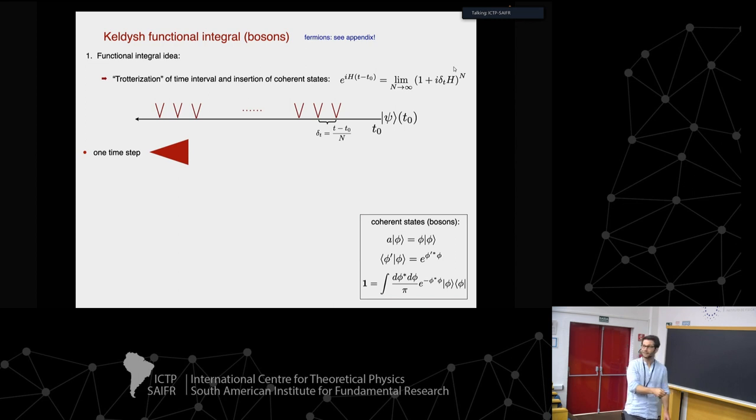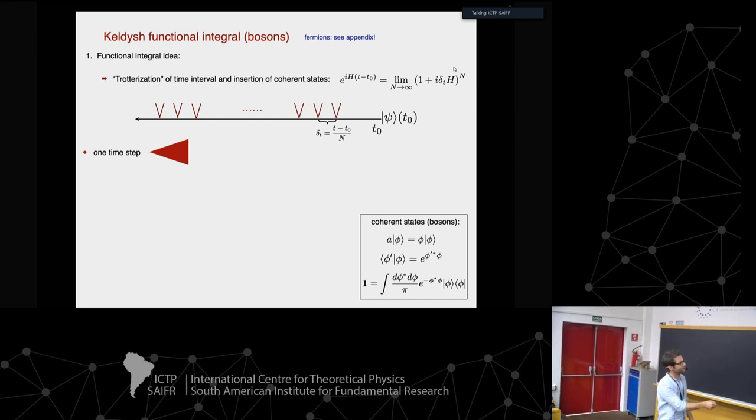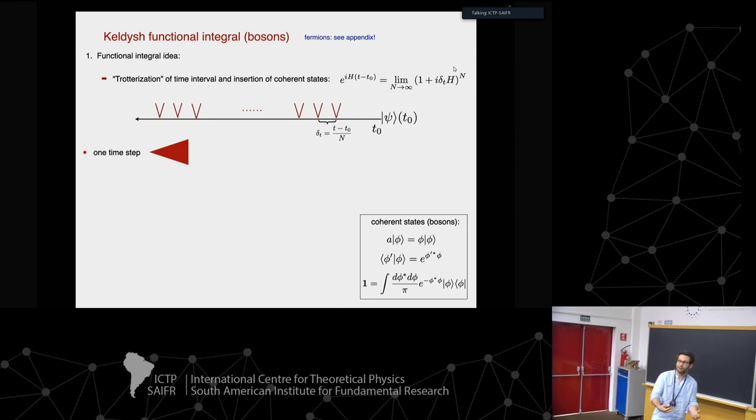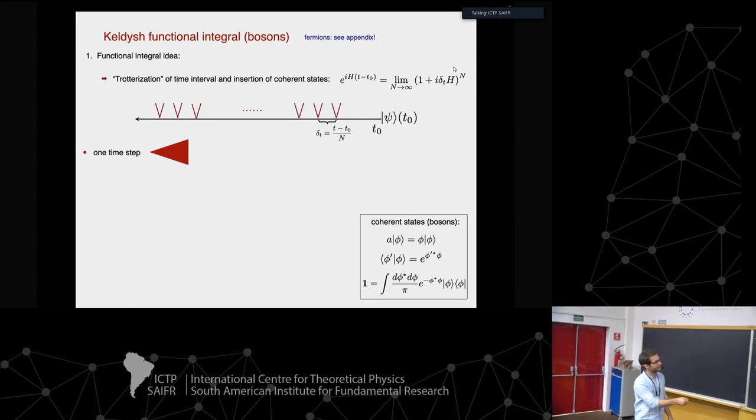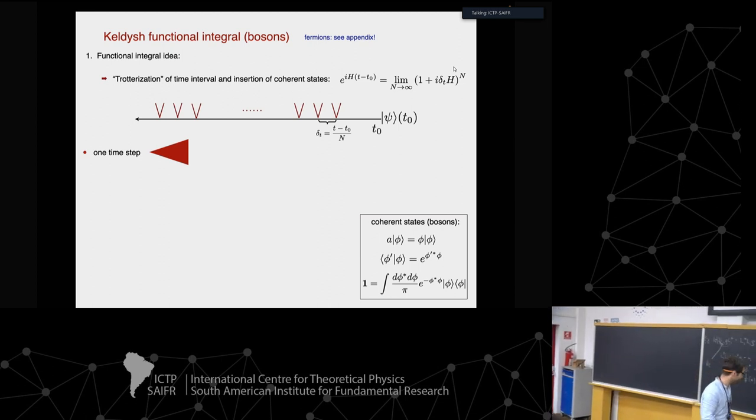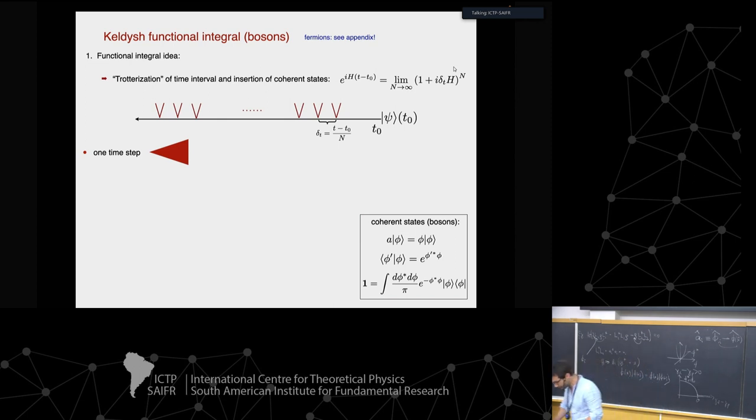Coherent states are defined as states where A, the annihilation operator, acts on a coherent state by an eigenvalue condition. It spits out the complex number phi. The overlap of two coherent states is given by this formula here. And the important point that we will use is that you can resolve the unit matrix in Hilbert space in terms of coherent states. These are the three formulas that we need in order to path integral quantize, if you like, this coherent evolution. Maybe I focus on one time step, if not many of you are familiar with this.